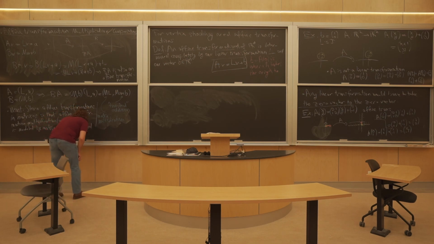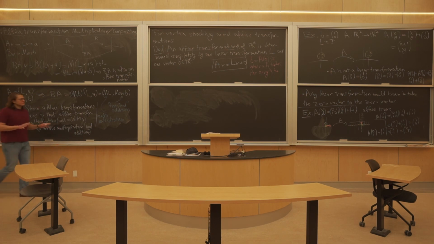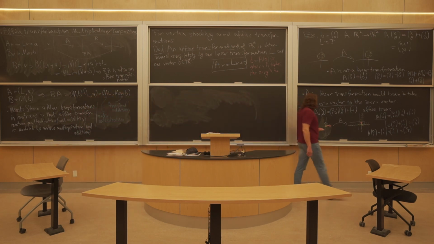And addition. Okay? So any ideas? Let's start with 2 by 2. How can I store an affine transformation of the plane in a matrix?